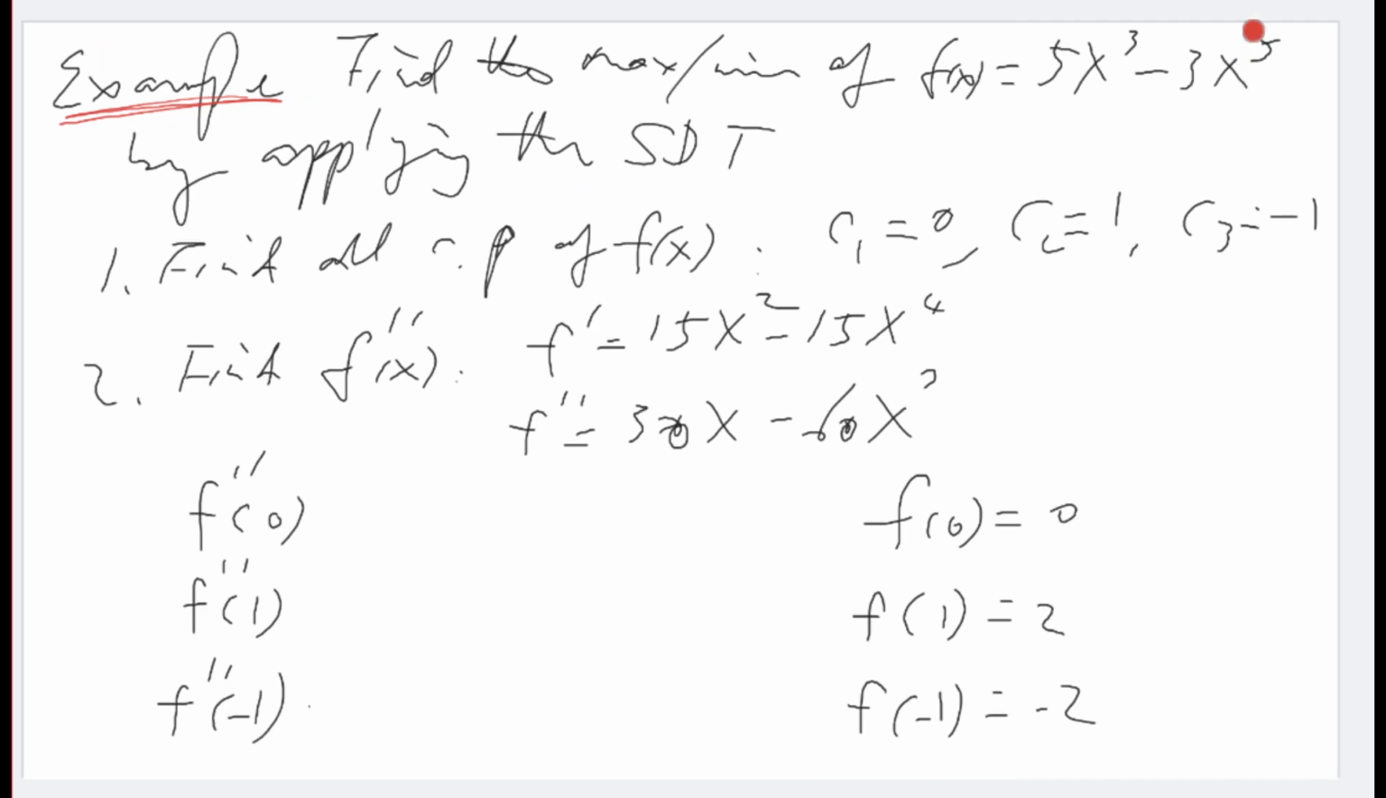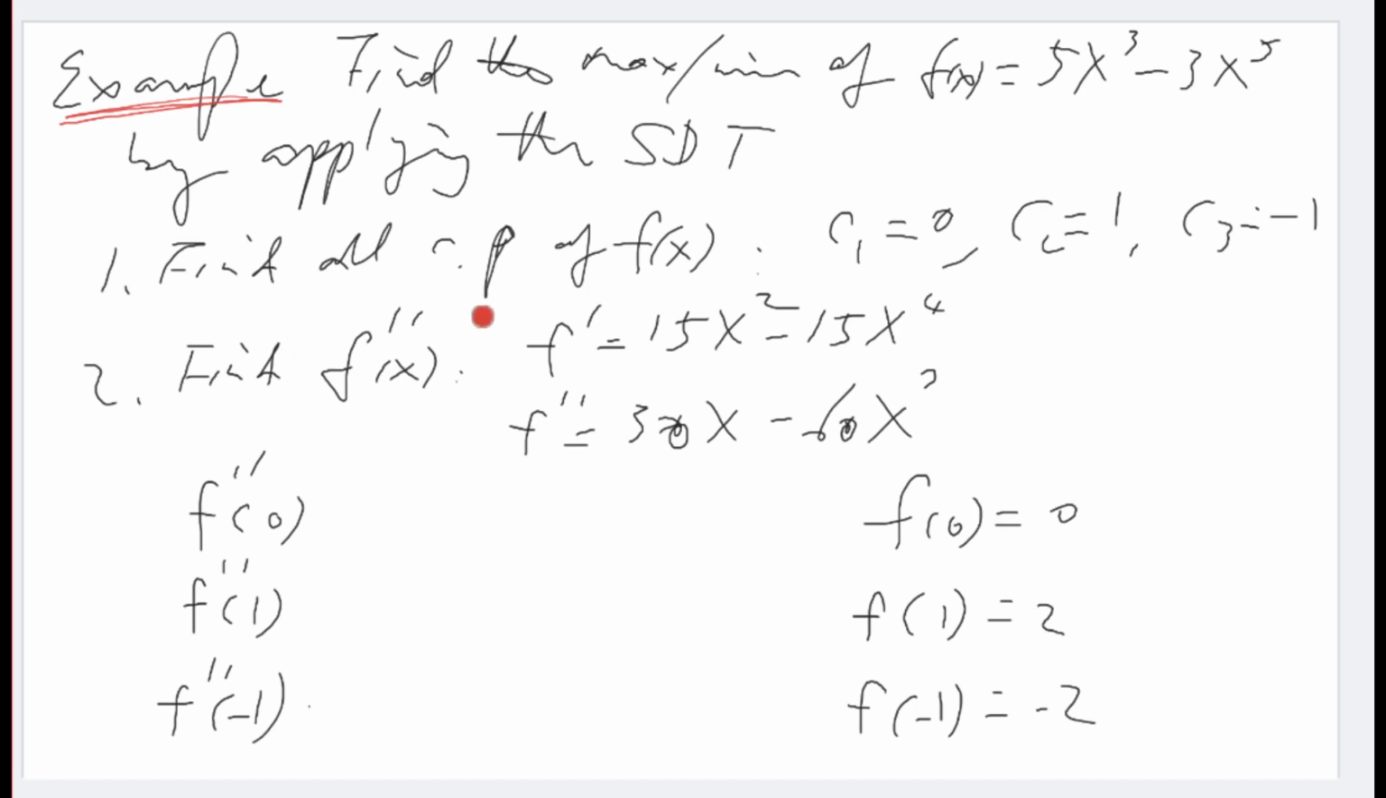Let's see one example. So find the maximum and minimum of the same exact function, because we don't want to do the differentiation from scratch for a different function. So it's the same function. Let's use the second derivative test this time. So first find all critical points. We did that for this function before, right? We found 0, 1, and -1, and then we test out the sign of the second derivative.